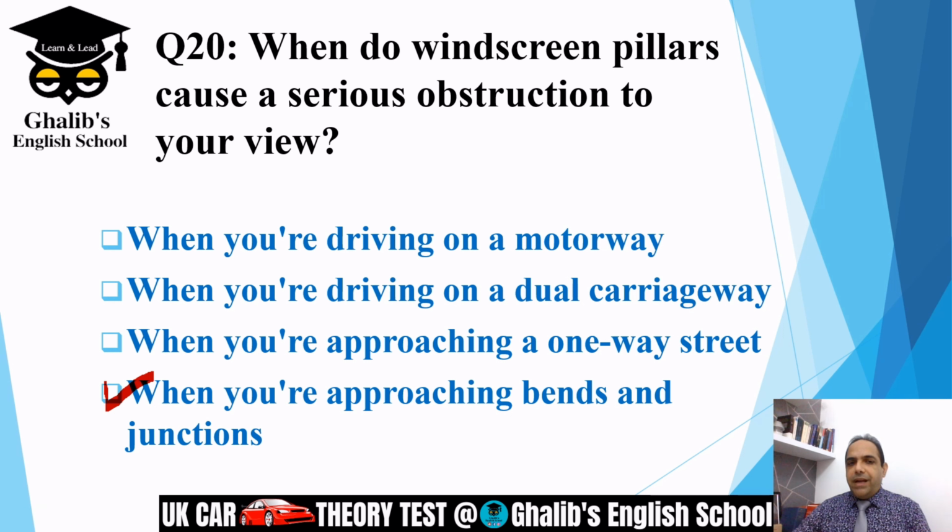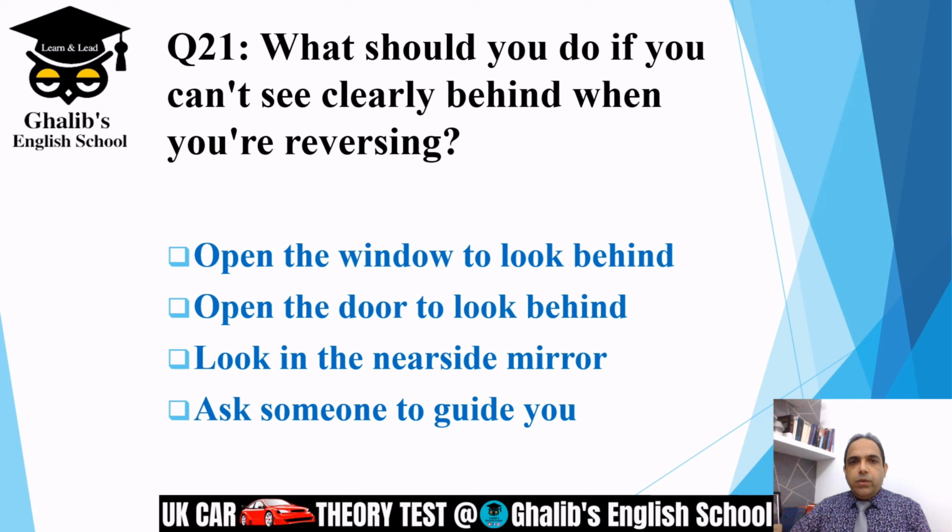When you are approaching bends and junctions, these windscreen pillars cause you a big problem. They cause serious obstruction because you cannot see clearly. So what you need to do is move a little bit forward and then look both ways and then carry on.